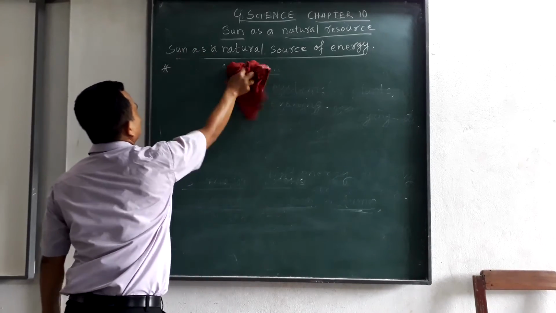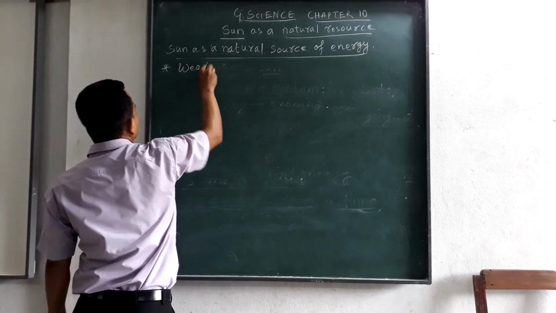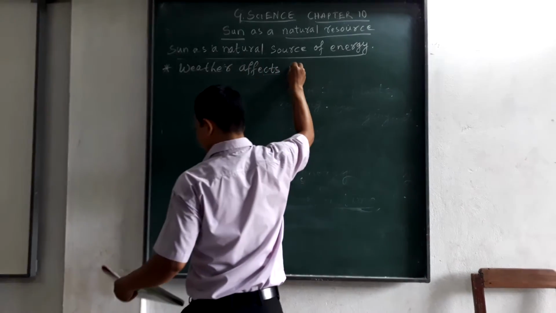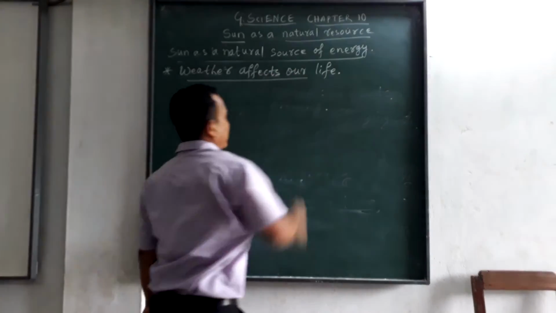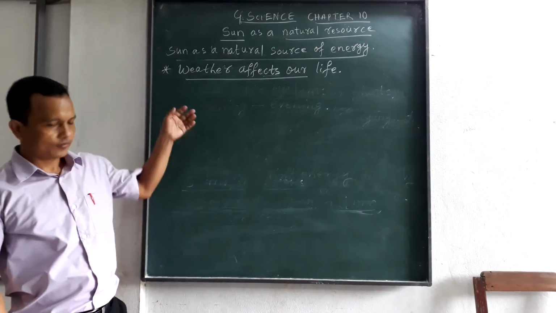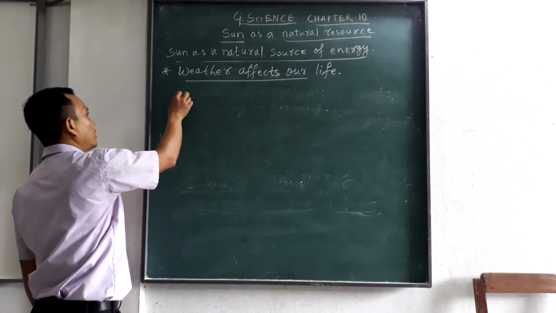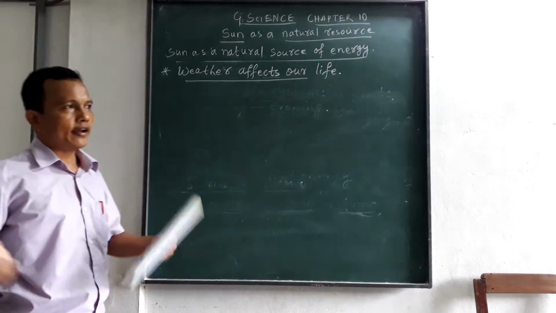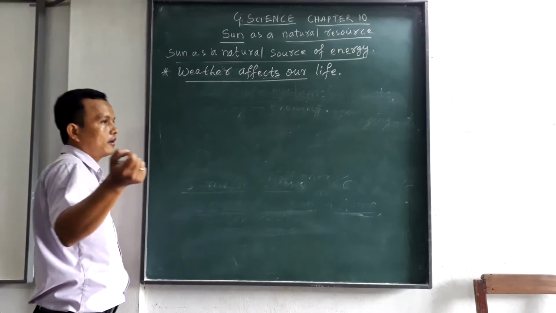Next objective, that is weather affects our life. What does it mean? Weather affects our life. Most of the time we experience hot, cold, rainy weather. So, what are the effects? When summer or winter comes, our food habits, our clothing, our way of lifestyle always keep on changing according to the seasons that we experience in a year.